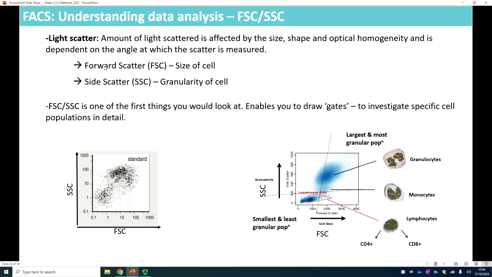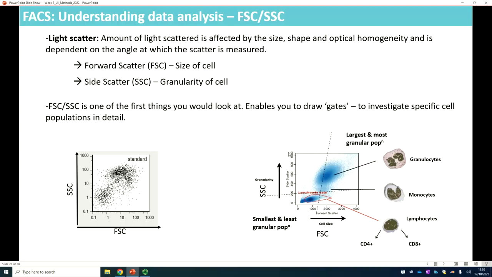So obviously, as we said before, your forward scatter is measuring the size of the cell, and the side scatter is measuring the granularity. Now, forward scatter versus side scatter is one of the first things that you will look at, and it will generally be plotted like this. So side scatter on the y-axis and forward scatter on the x-axis. And this enables you to draw gates in order to specifically identify different cell populations.